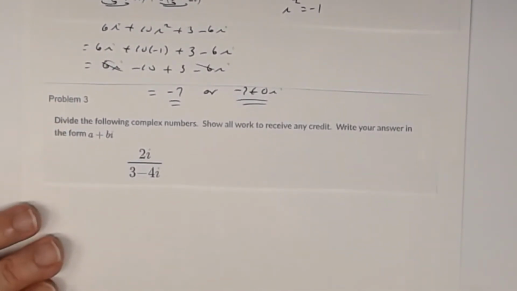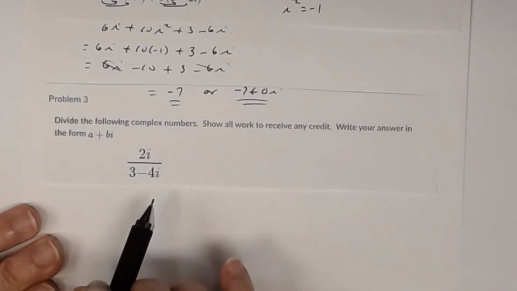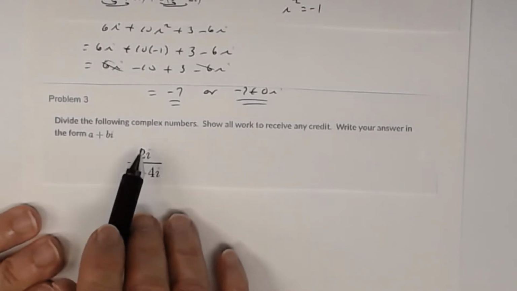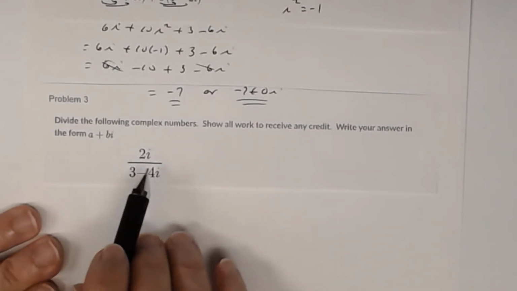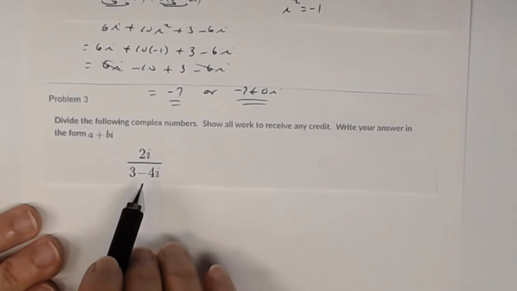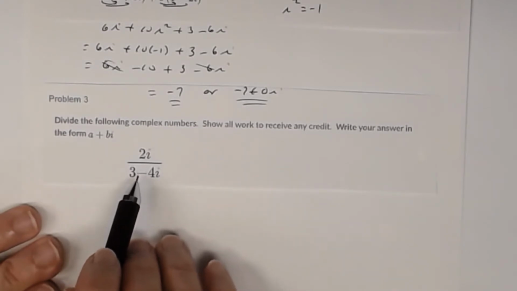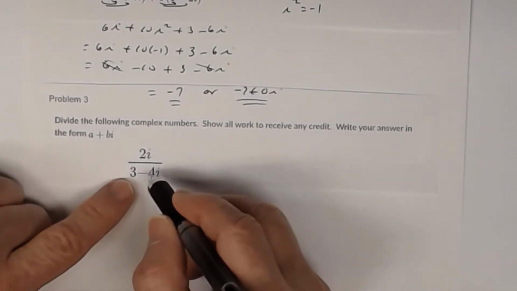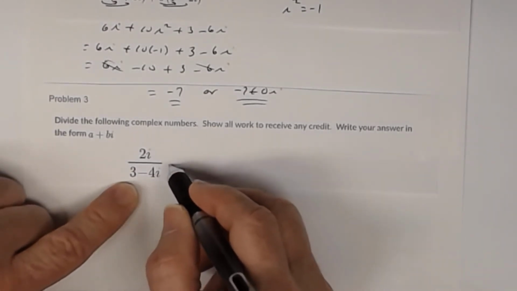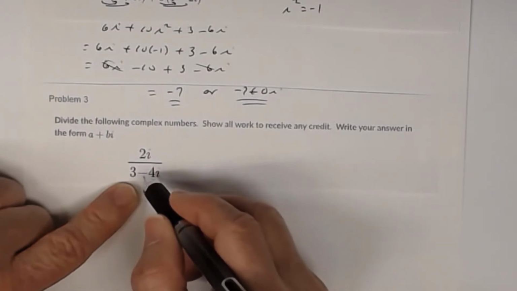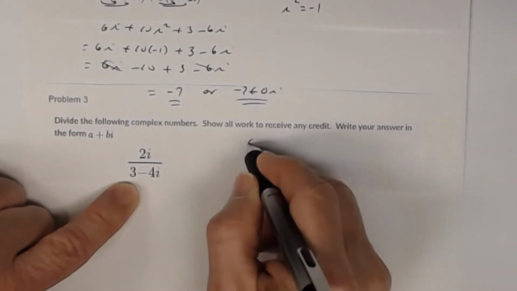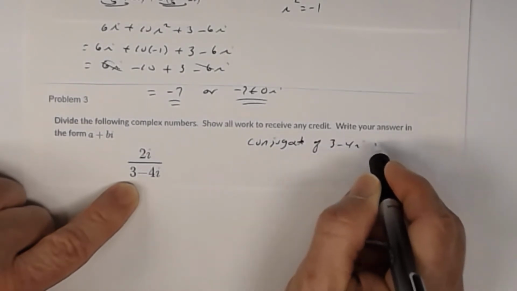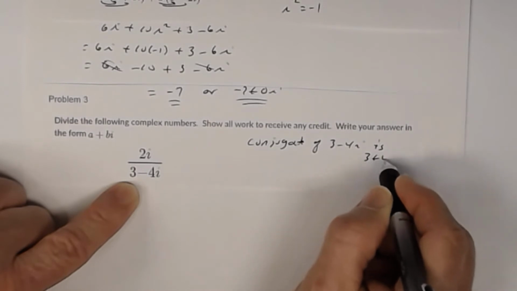Number 3, you want to divide the following complex numbers. Now, remember, you are dividing. You have this fraction, and in the denominator you have a complex number, so you have that i there. So you're going to have to rationalize this denominator, and you're going to do that by multiplying the numerator and denominator by the conjugate of 3 minus 4i. So the conjugate of 3 minus 4i is 3 plus 4i.